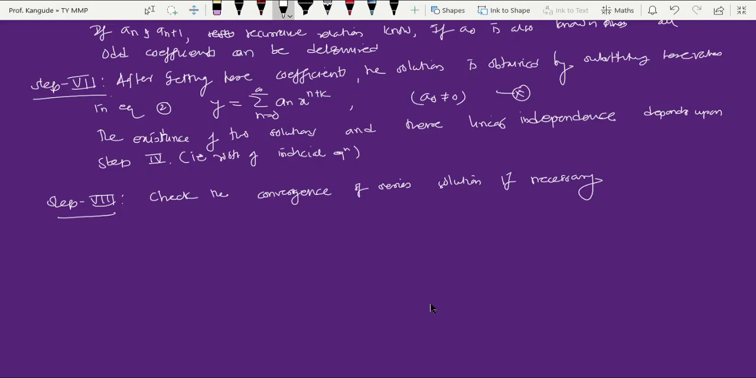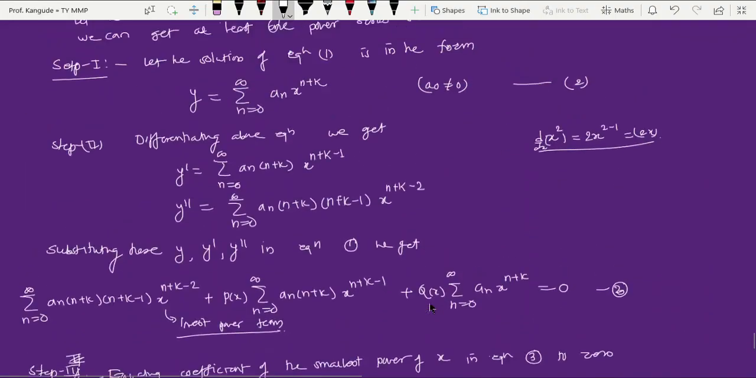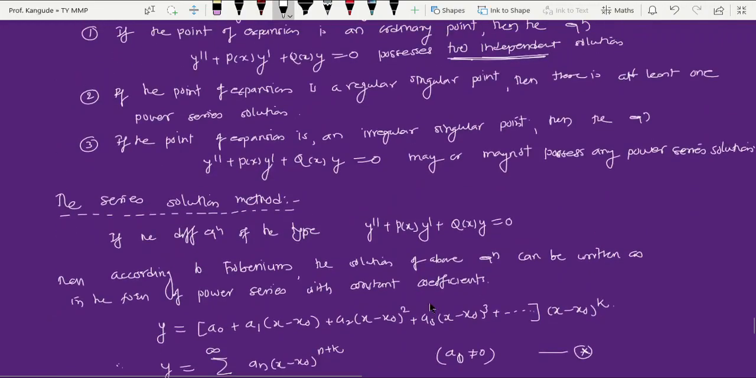But before that, let's try to understand this is the method that is to be applied while getting a power series solution of an ordinary differential equation of the type y double dash plus p of x into y dash plus q of x into y is equal to 0. So we first have to check the point of expansion. Okay, so these are the steps. I'll just repeat in brief.